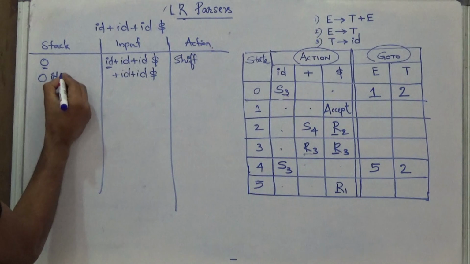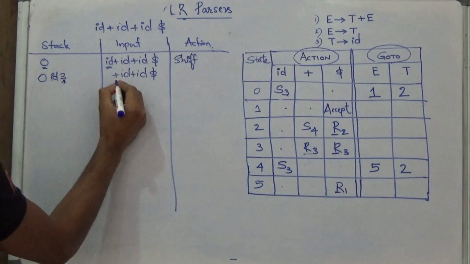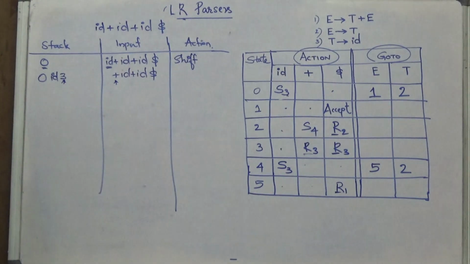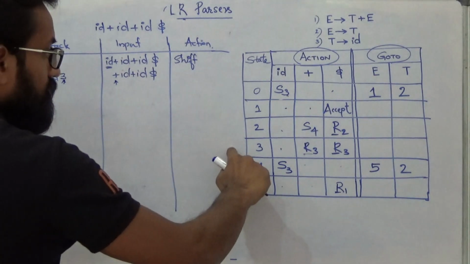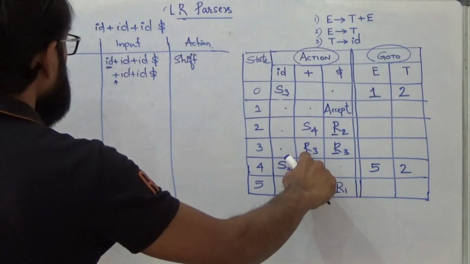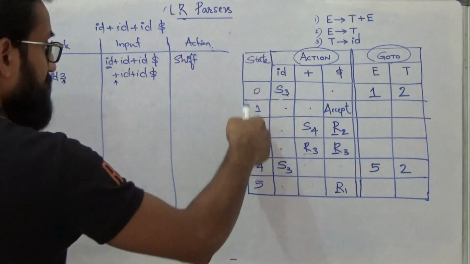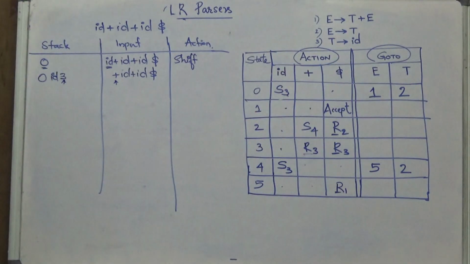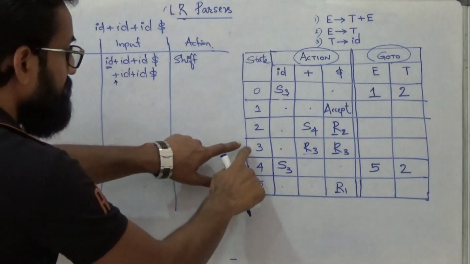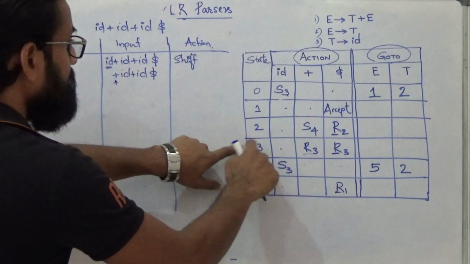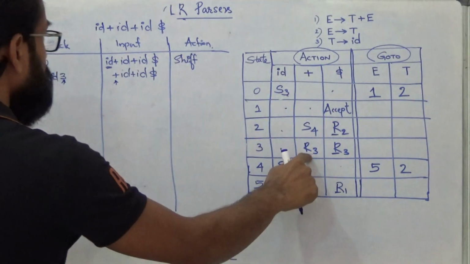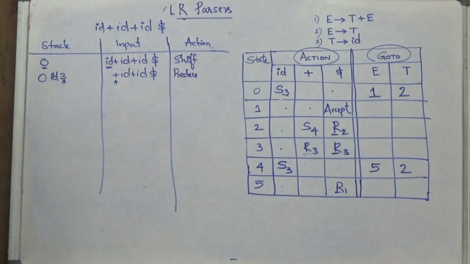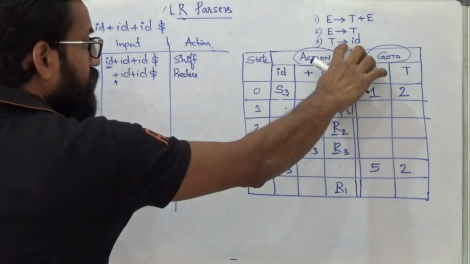Next configuration is 3, plus. It will check the parsing table, the row corresponding to 3 and the column corresponding to plus. This represents the stack content and this represents the input symbol. 3, plus represents R3. So you are expected to perform a reduction operation by applying the third production.